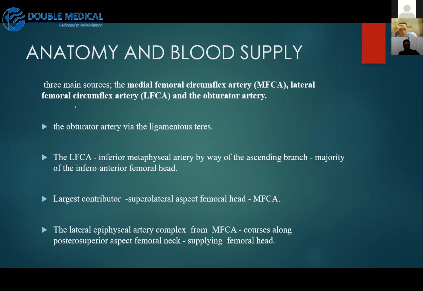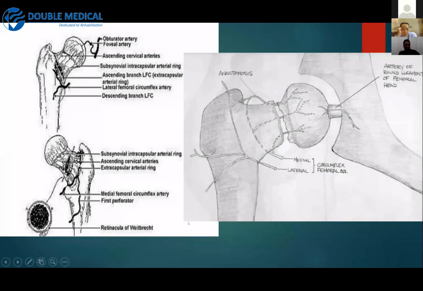The lateral epiphyseal artery from the MFCA supplies the major part of the posterosuperior aspect of the femoral neck, as shown in this diagram. It's important for us to know that there is an intracapsular arterial ring, which is subsynovial, mainly from the branch of the lateral femoral circumflex, and also the extracapsular arterial ring, which is from the MFCA. And from here you have your obturator.